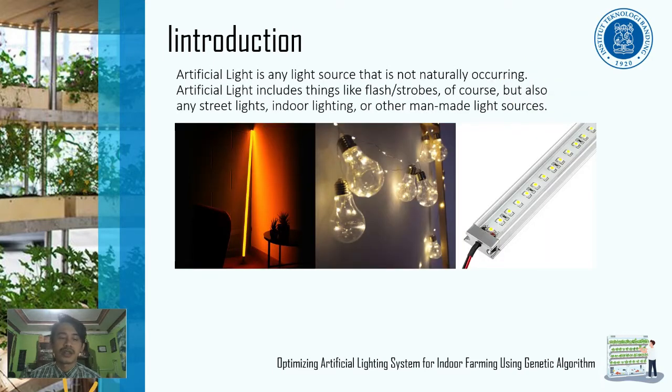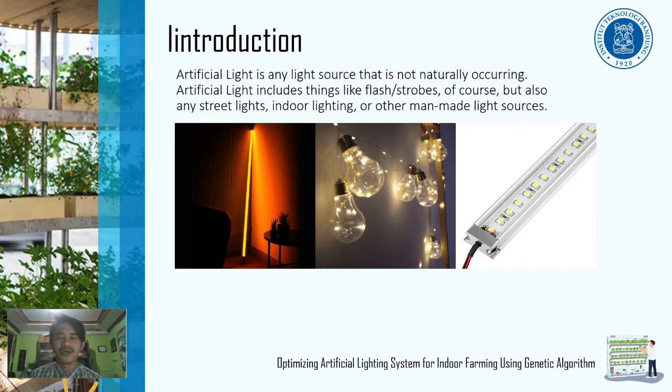And this is the terminology of artificial light. Artificial light is any light source that is not naturally occurring. Artificial light includes things like a flash or strobe. You have a strobe, or you have the flash from your camera and smartphone, and you have the lighting in your room. And of course, also any street light, indoor lighting, or other man-made light sources, like a light emitting diode or bulb or a neon or xenon. It's anything that is lighting, including candlelight if you want a romantic light.